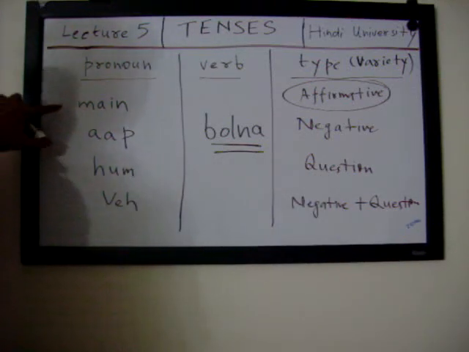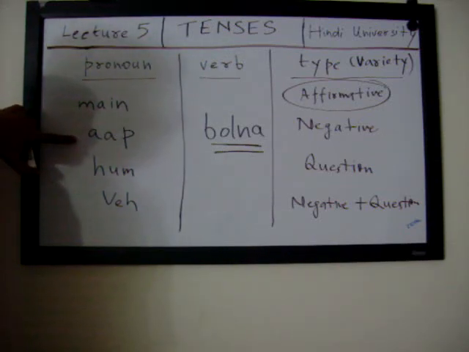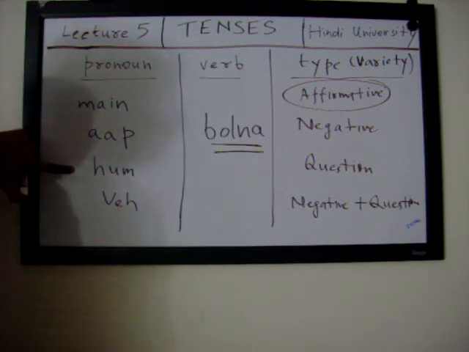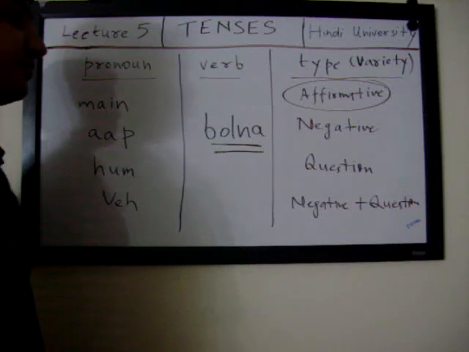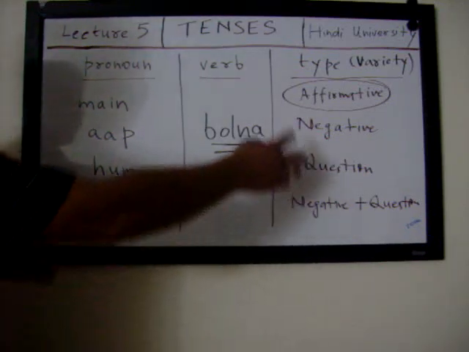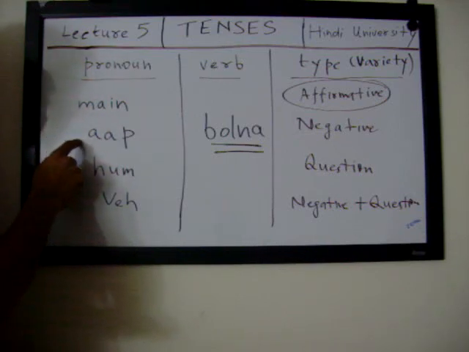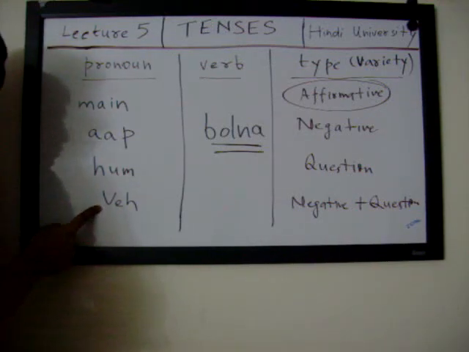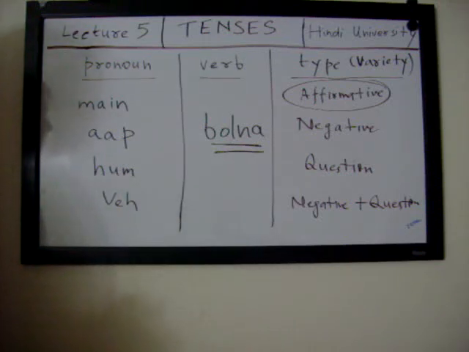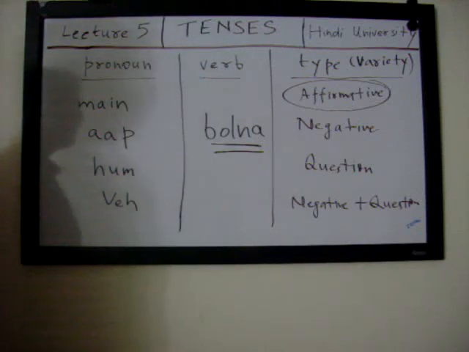Question is like, do I talk? Do you talk? Do we talk or do they talk? Negative question is both of them basically: don't I talk? Don't you talk, don't we talk, or don't they talk? It sounds a little complicated, but it will be easy when you make sentences. So we'll start now, but I will give you time to write this down.